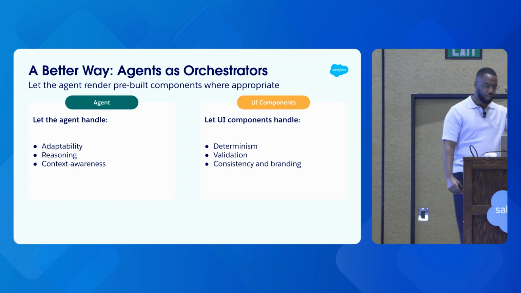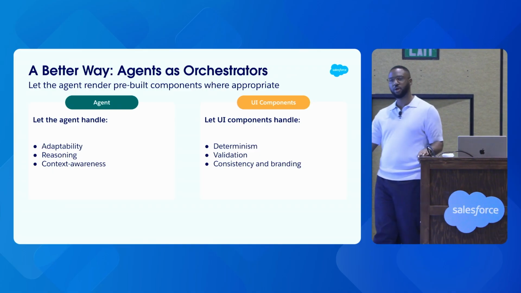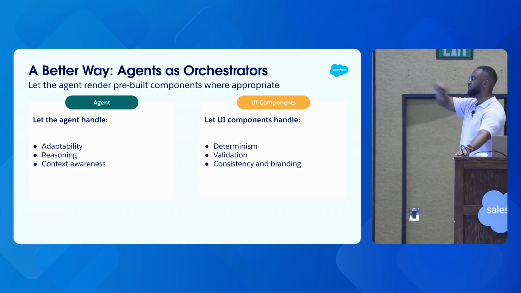So you say, okay, agent, you're adaptable, so you're going to figure out what you need to do. You're great at reasoning, right? So if I give you some tools, you generally know how to use them to solve a problem. And they are incredibly context aware, right? So you say, okay, let the agent do the orchestration part.